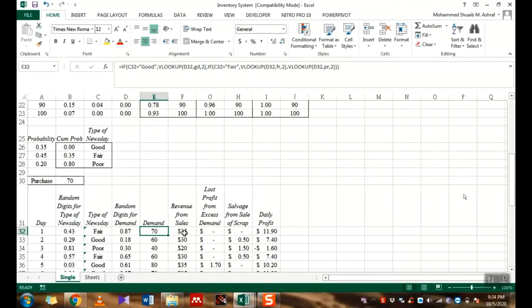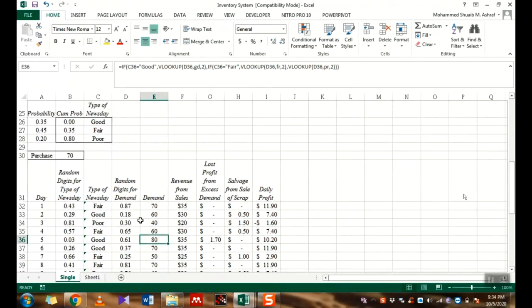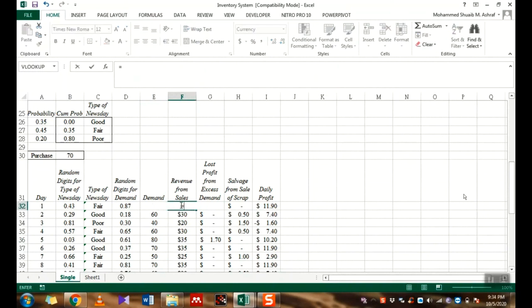So how many newspapers a day can a shopkeeper sell? Maximum 70, because 70 newspapers are purchased. Demand is 70, so he can sell 70. But here demand is 60. So how many newspapers will be sold? 60. Here the demand is 40. So how many newspapers will be sold? 40. Here the demand is 70, and you have 70 newspapers. So how many will be sold? 70.